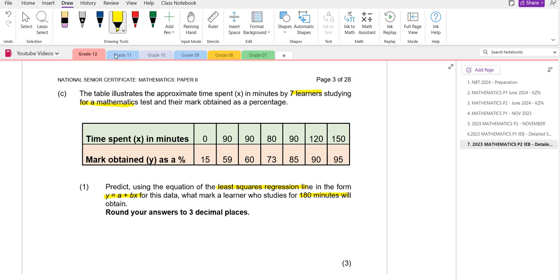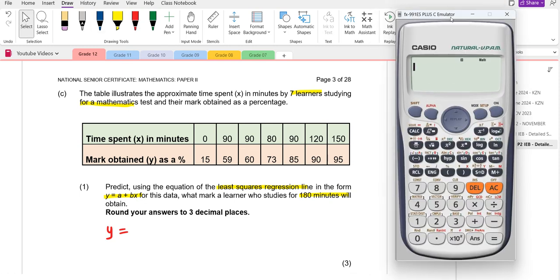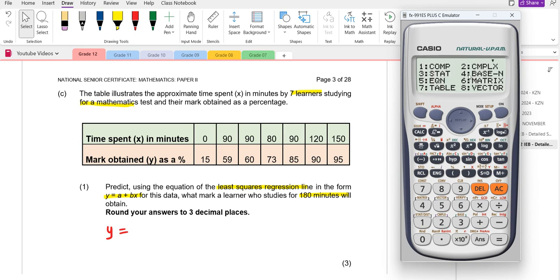So first we need y equals a plus bx. Right, so remember to just put these values into the calculator. Let me pop my calculator so you can see. So go to mode, stat, which is option number 3, and select option number 2. You can see the frequency is on, so press shift mode, scroll down, go to stat, and switch the frequency off, which is option number 2. So we're going to enter all the x values: 0, 90, 90, 80, 90, 120, and 150. Right, and now enter all the y values.